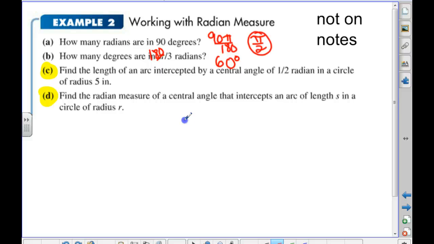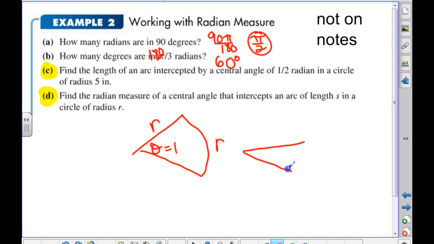Part C is trying to get you conceptually, without a formula, to understand this. When you have this picture, if this radius is equal to this distance out here, then this is 1 radian, okay? If we have a central angle of half a radian, so see if Hofbauer can try to draw that half that size, okay? So this is half a radian of a circle, and the radius is 5.